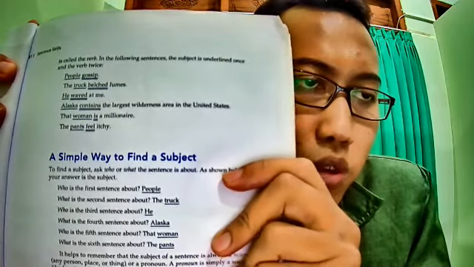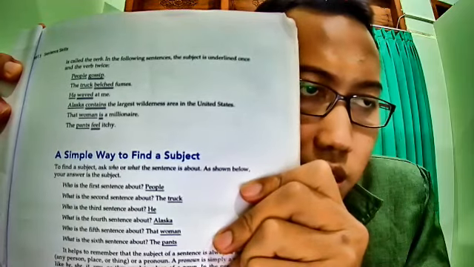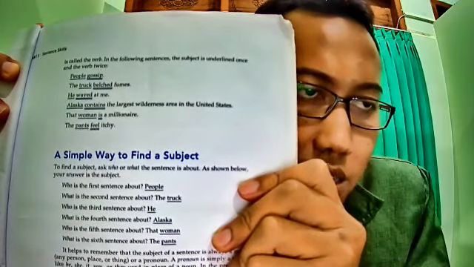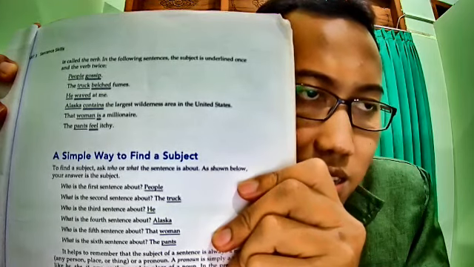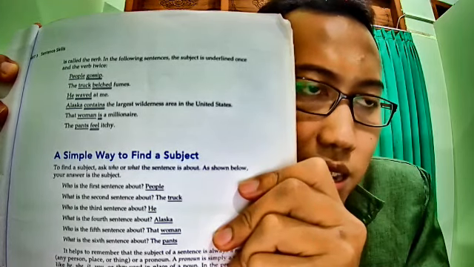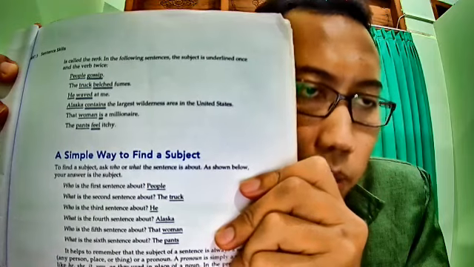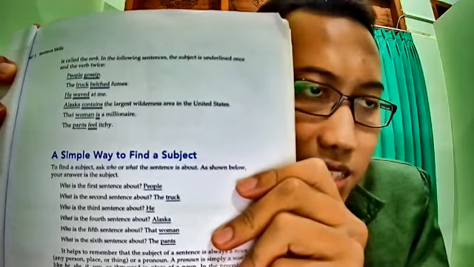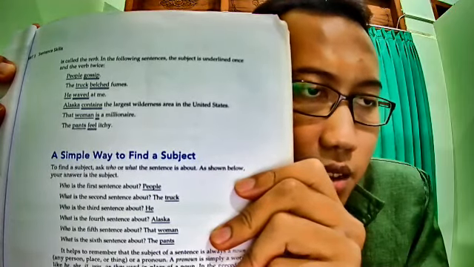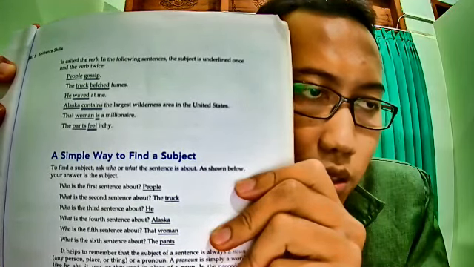In writing a sentence, it is better for you to find where the subject is and where the verb is, yeah. So if you want to find the subject, look at this. To find a subject, ask who or what the sentence is about. Tanyakan siapa atau tanyakan kalimat itu tentang siapa atau apa. Okay, look at question number 1.